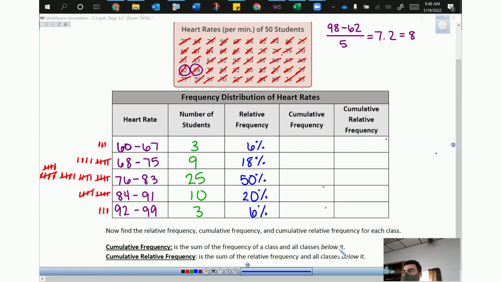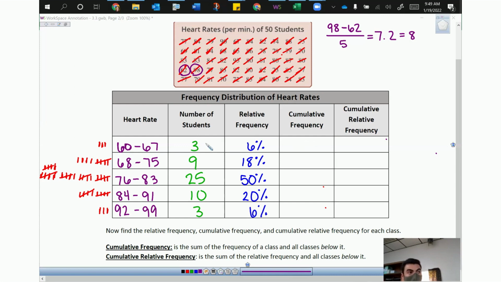To figure that out, you would have to look at your cumulative GPA, which means they take your GPA from your freshman year, your sophomore year, your junior year, and your senior year. They put them together. So cumulative doesn't just mean this year, it means all the years that came before it. So to find your cumulative frequency, we're going to look at your frequency column, your number of students column, and you're going to take whatever cell we're looking at and add everything below it.